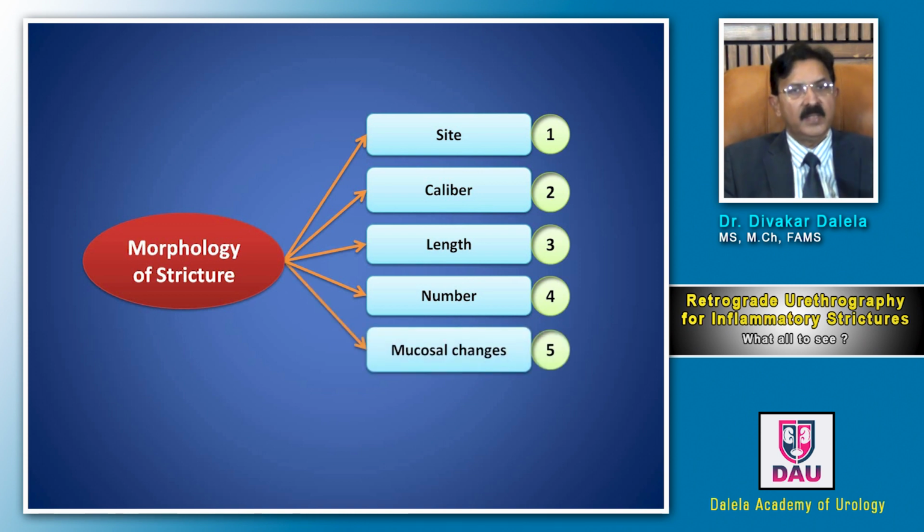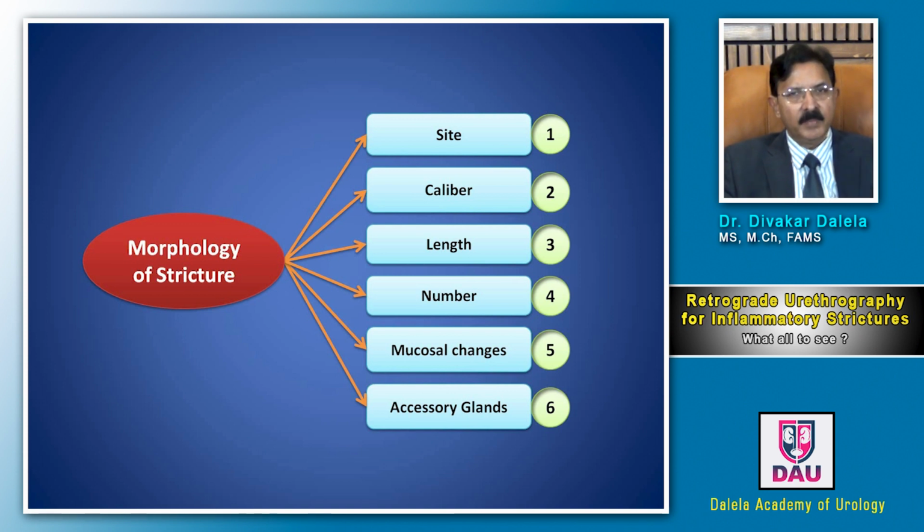You have to see, are there any changes in the outline of urethra shown by the urethrogram film? That's what is called mucosal changes. And then you have to see, are there any accessory glands seen in the film? So are they visualized or not? So these 6 points we will see one by one in the films.